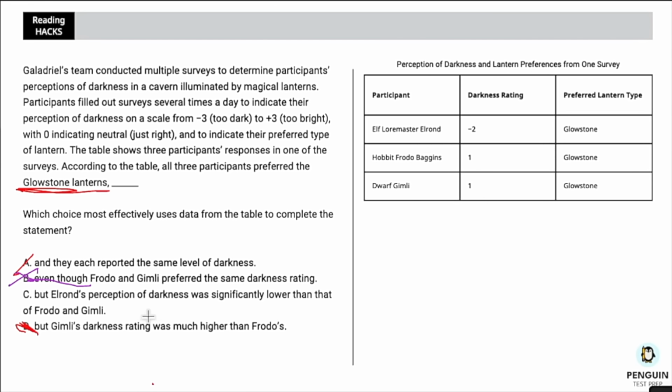Choice C, though, is just basically giving us some additional information. That was true. -2 is significantly lower than 1 when this is all we have to go off of. So our answer is going to be choice C.